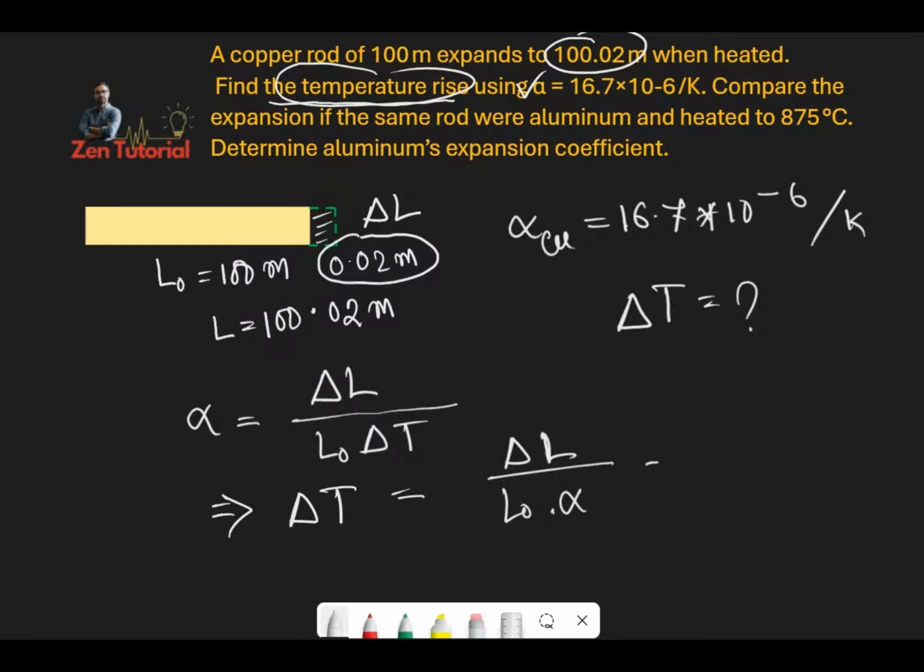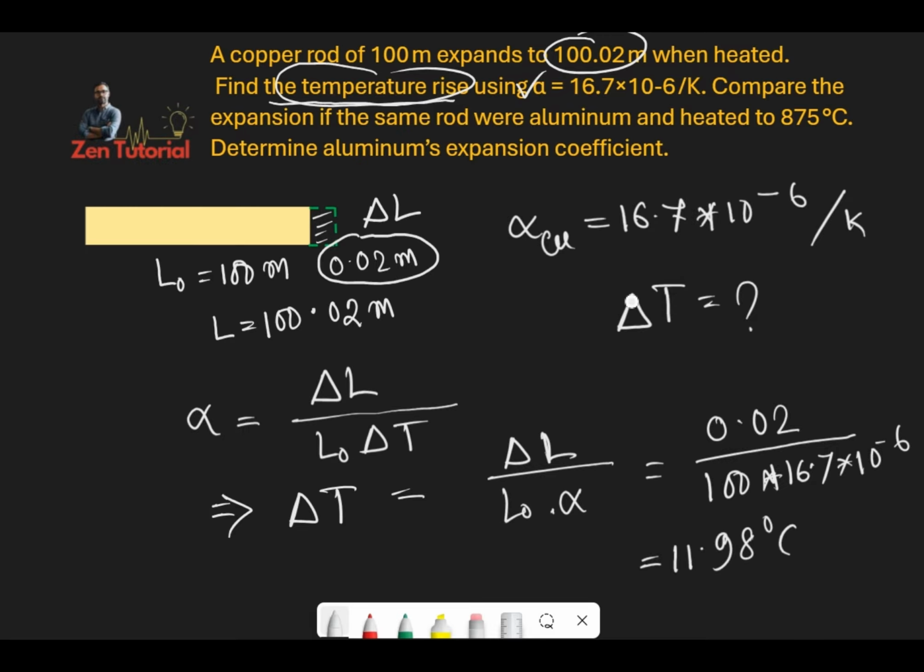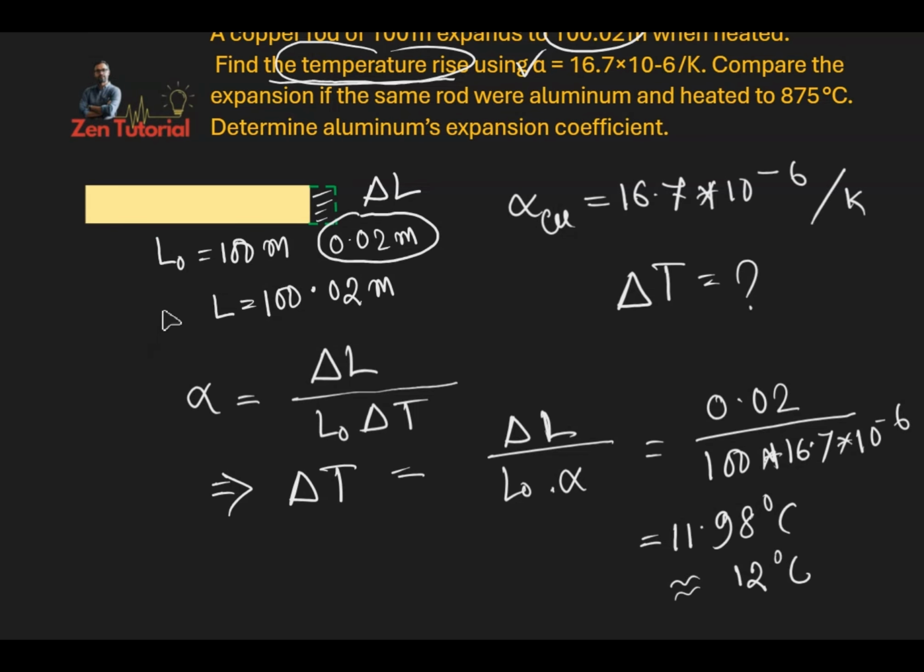Let's plug in the values here. So del of L is equal to 0.02, L naught is 100, times 16.7 times 10 to the power minus 6. So we have got 11.98 degrees Celsius. So we can write down almost 12 degrees Celsius of temperature rise to expand from 100 meter to 100.02 meter.